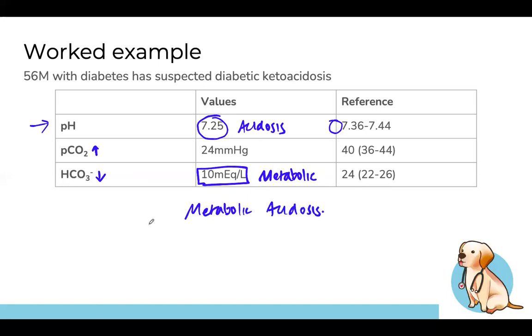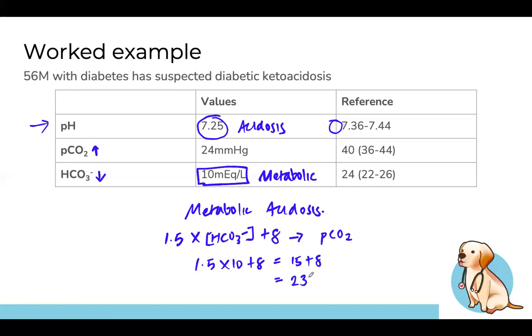Right, so the third step would be to look at compensation. For metabolic acidosis, you'd be looking at the respiratory system doing the compensating, which means that you don't need to look at the acute or chronic picture because there's only one equation. And your equation, if you remember from the previous slide, is 1.5 times HCO3 minus plus 8. That should give you your expected PCO2 level. So plugging the numbers in, 1.5 times 10 plus 8 equals 15 plus 8 equals 23. This is pretty close to what you're seeing here with the 24, so we can pretty much say this is fully compensated. Your final answer would be metabolic acidosis that is fully compensated.